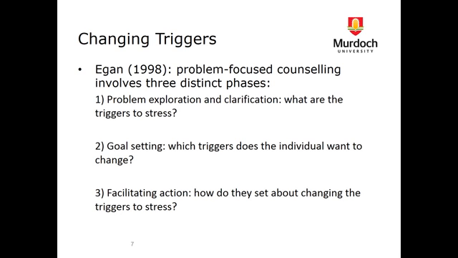So within this problem-focused counseling, there are 3 different steps to take. The first is problem exploration and clarification. So what is actually the trigger to stress? In this example, it would be peak hour traffic. The second would be goal setting. What trigger does the individual want to change? The individual doesn't want to drive to work through peak hour traffic. And the third step would be facilitating action. How can we change this trigger to stress?